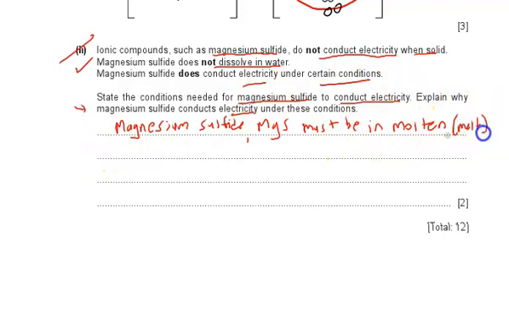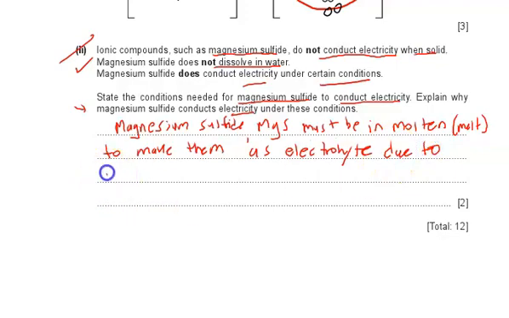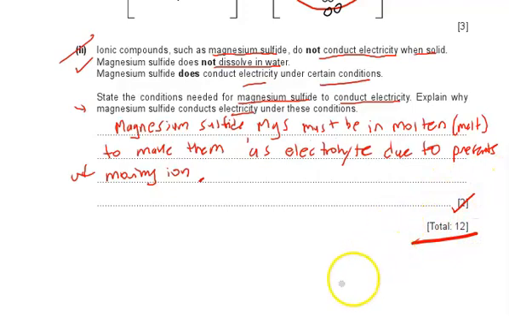After melting it, to make it an electrolyte, this is due to movable ions. Or you can say it's moving ions, due to the presence of moving ions. Okay, so this will be the answer for this. It is 2 marks, and you have here 12 marks. Okay, so this is for question number 3.